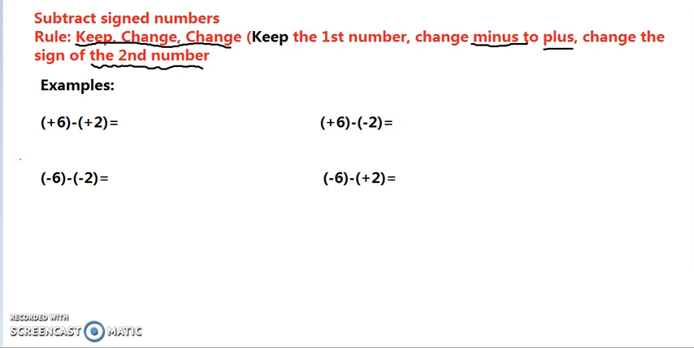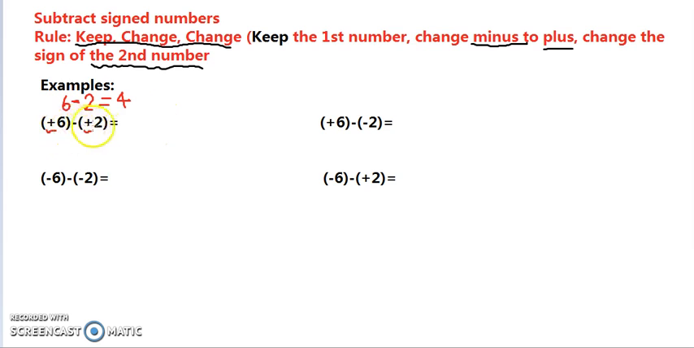Now the first one, positive 6 minus positive 2. This question can actually be solved by getting rid of the plus signs. Positive 6 is the same as 6. Minus will still be minus, and so the positive signs can be omitted. So positive 2 is like 2, so it's like 6 minus 2, which is equal to 4. But we can also use the rule to do the problem.